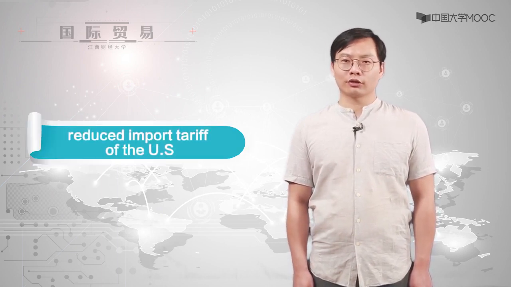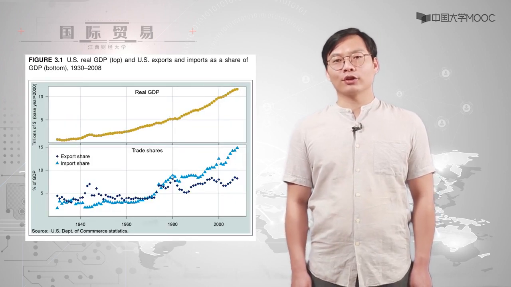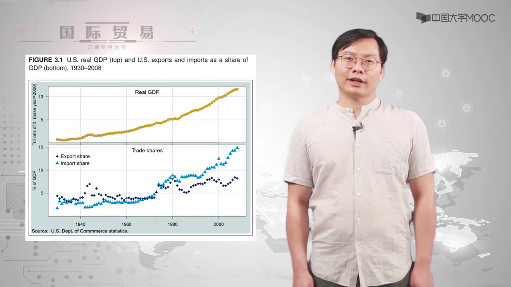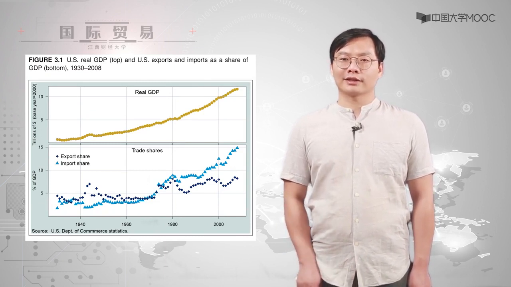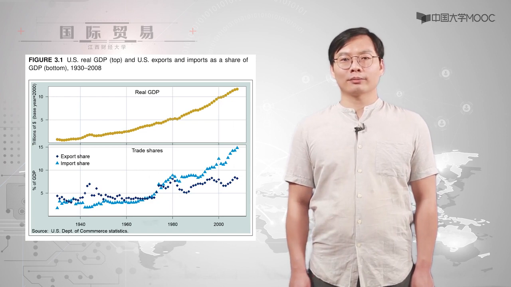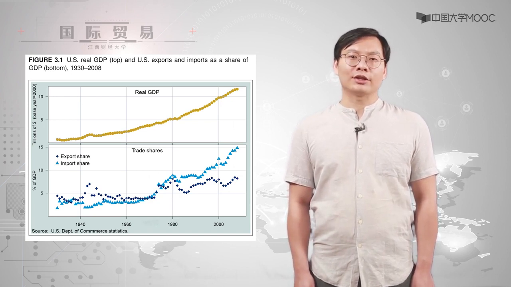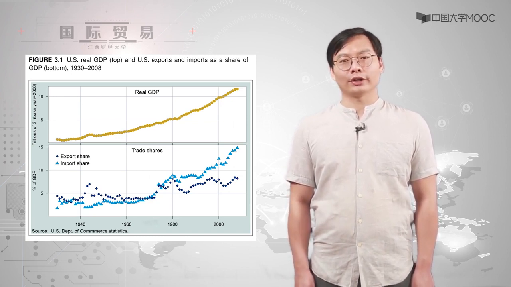Signatories increased to 32 by 1945. It greatly reduced the import tariff of the U.S. The average ad valorem duty had fallen from 60% to 25% by 1946. As we can see from Figure 2, due to the advocacy of trade liberalization after the Second World War, U.S. trade dramatically increased from less than 10% of GDP to nearly 20%.